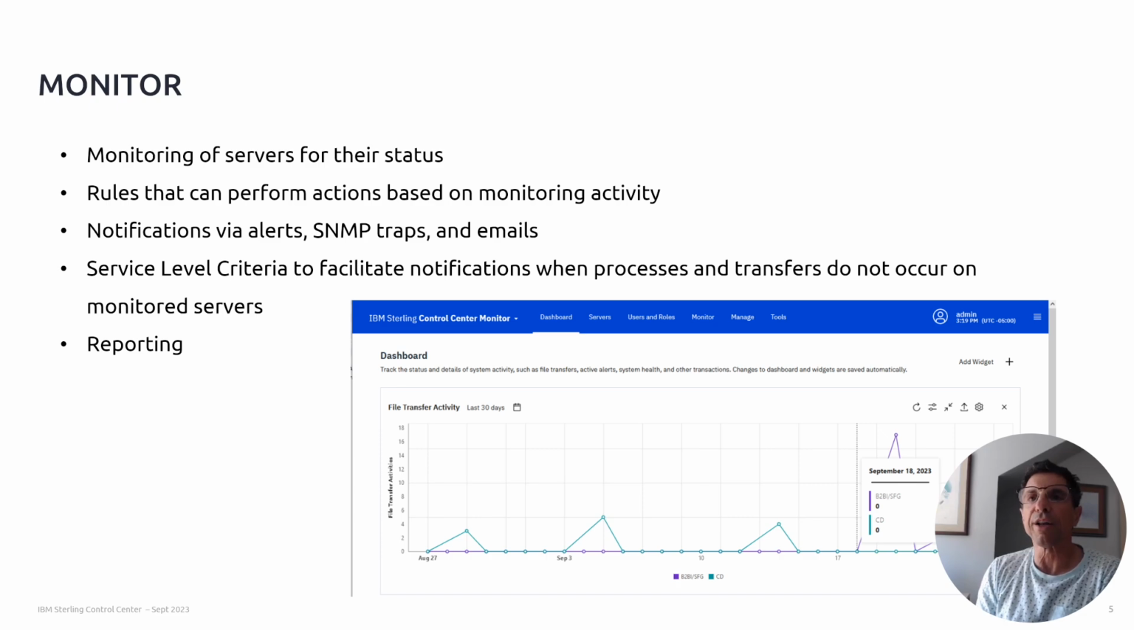So Control Center Monitor, it allows you to monitor the status of servers. Are they up? Are they down? It also allows you to gather statistics and events from these servers. That way you can know when processes run, when transfers occur. And what Control Center does is it gathers all these events and activities from the servers it's monitoring, and it normalizes that data and builds what we call events or notifications. And events is the better word.